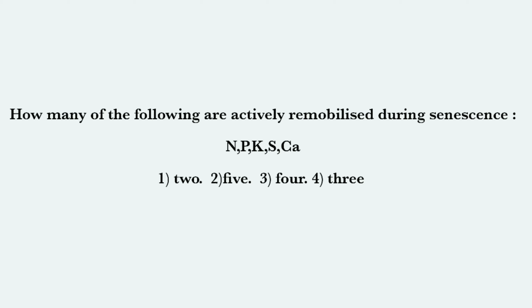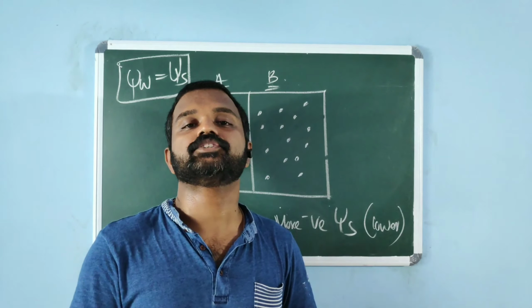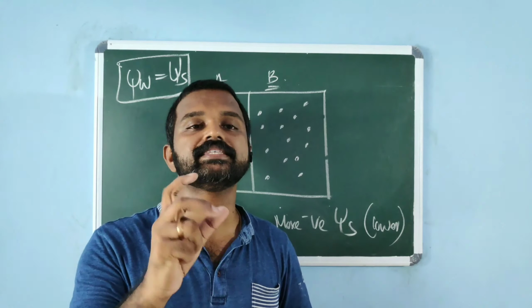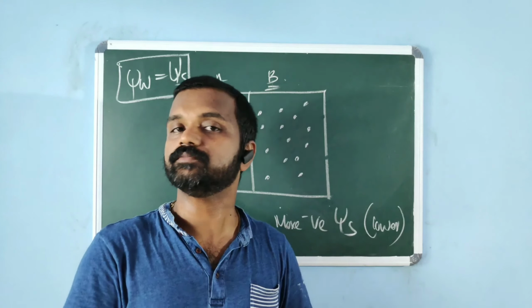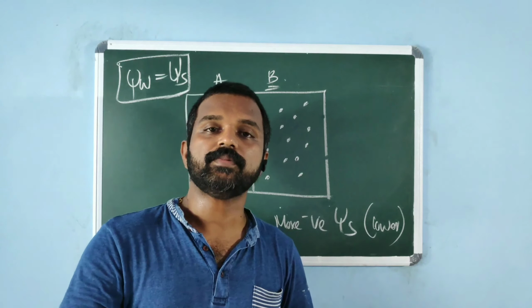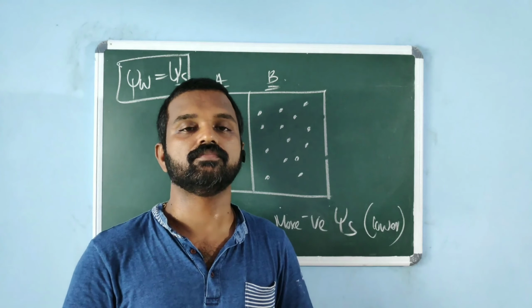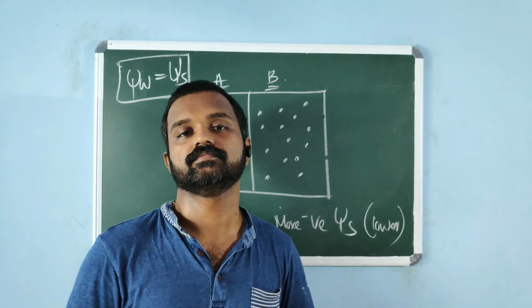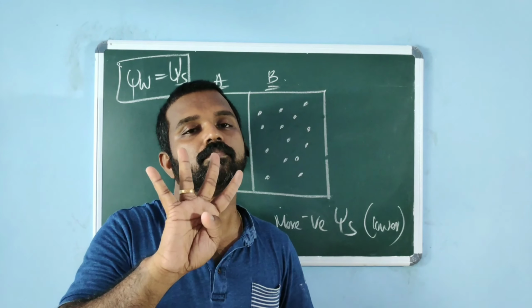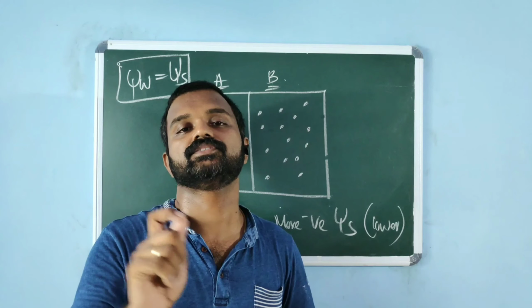How many of the following are actively remobilized during senescence? This remobilization of minerals takes place during senescence. That means when the plant or plant part becomes old. The elements which are actively remobilized are nitrogen, potassium, phosphorus, sulfur. These elements are actively remobilized. Calcium is not remobilized.